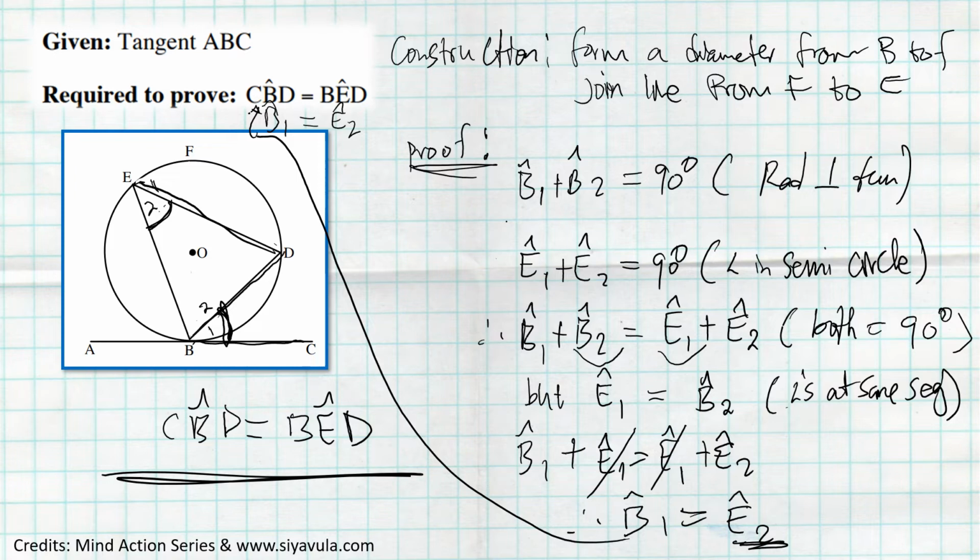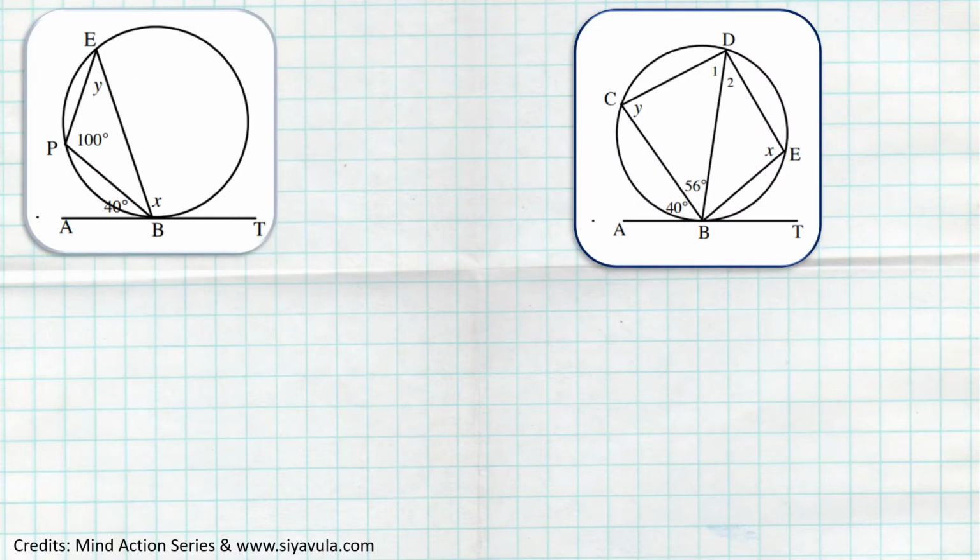Okay, let's quickly take a look at some examples. Okay, let's now take a look at these examples. This is diagram number 1 and this is diagram number 2. They want you to solve for x and y in both these diagrams. We're just going to start with diagram 1. What can we see from diagram 1? We are given that ABT is a tangent, right? So that is the given information. And if ABT is a tangent, what can we see? We see that 40 degrees is an angle between a tangent and a chord, right?